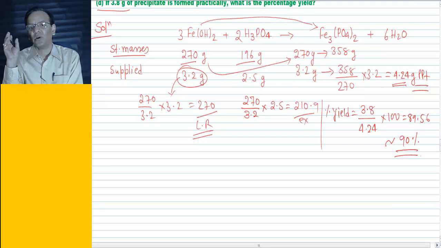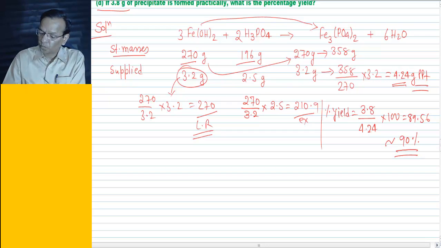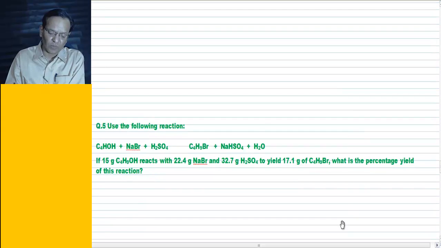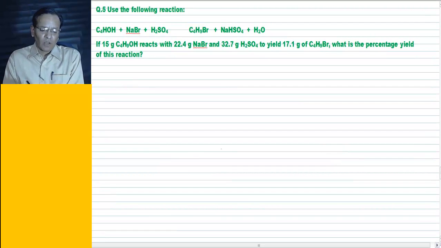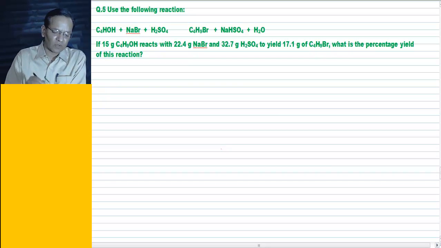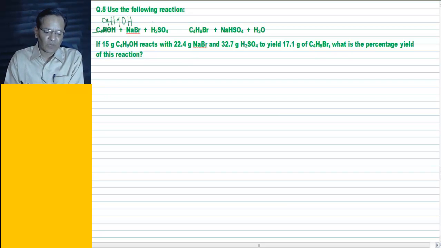That means even the limiting reactant is not reacting completely. So similarly, let us work out one more on this limiting reactant. Here is a question. C4, sorry, there is something wrong. It should be C4H9OH. Now it is fine.